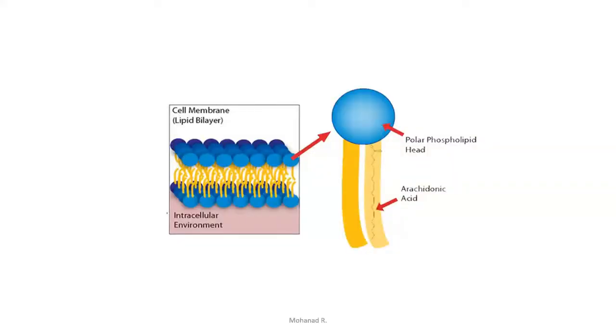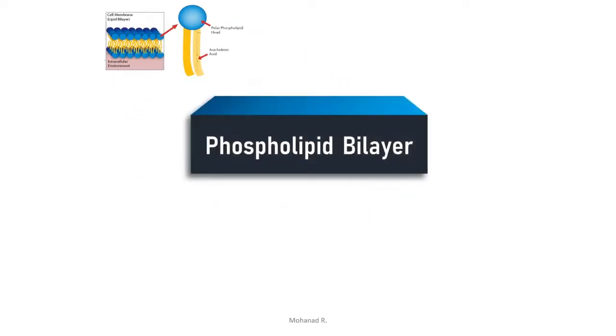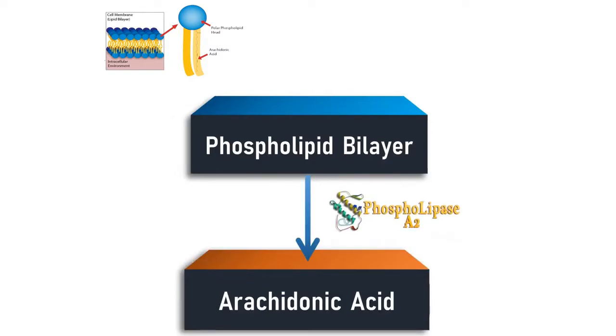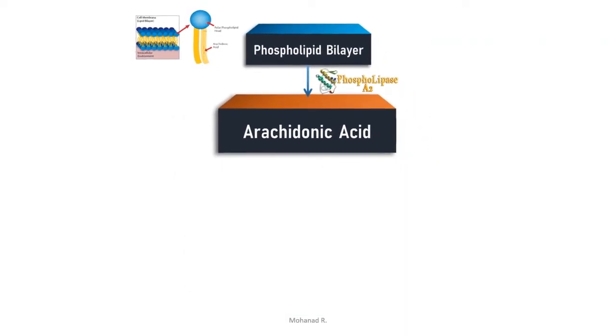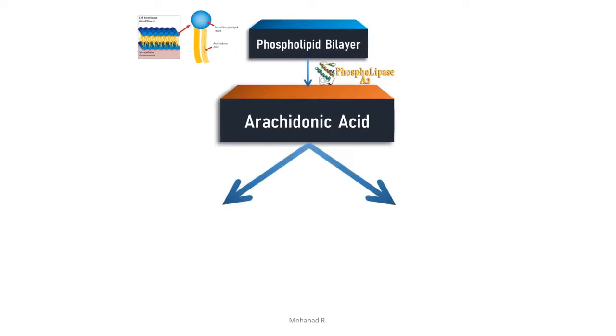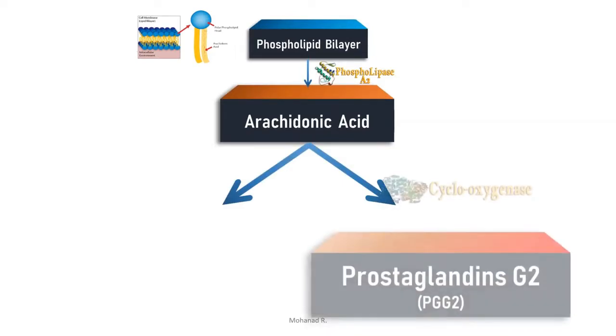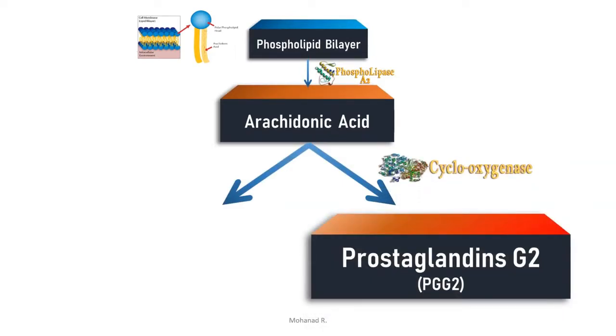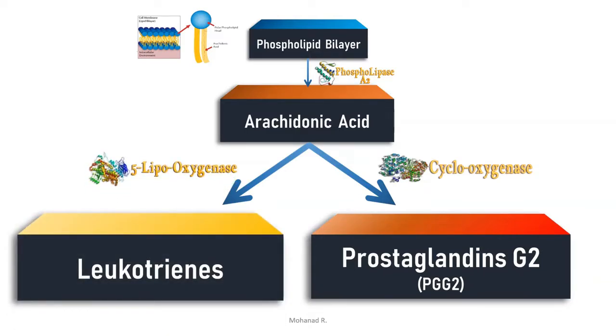Now back to our friend arachidonic acid. As we can see here, the arachidonic acid is fixed within the cell membrane lipid bilayer and can become free by the action of the enzyme phospholipase A2. Arachidonic acid now has two routes. Depending on the enzyme, it can be converted into prostaglandin G2 by the action of the enzyme cyclooxygenase, or to leukotrienes by 5-lipoxygenase. We can see the complex molecular structure of these three enzymes.